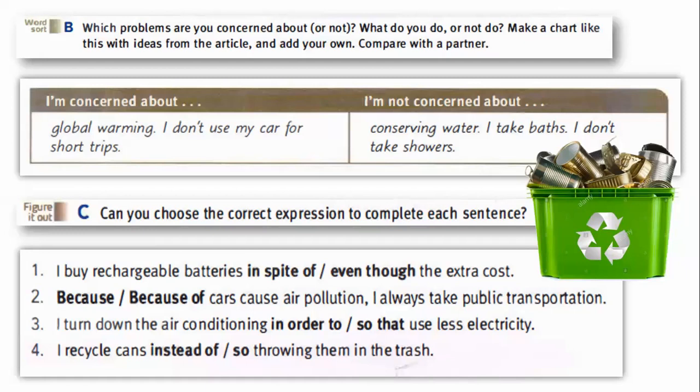Using the article to help us, we're going to complete exercise C. In this case, you have to select. You can circle or underline the correct expressions to complete the sentences. So: I buy rechargeable batteries in spite of the extra cost, or I buy rechargeable batteries even though the extra cost. Can you choose the correct expression? Everybody, please do it. We have, let's say, 1 minute for this.